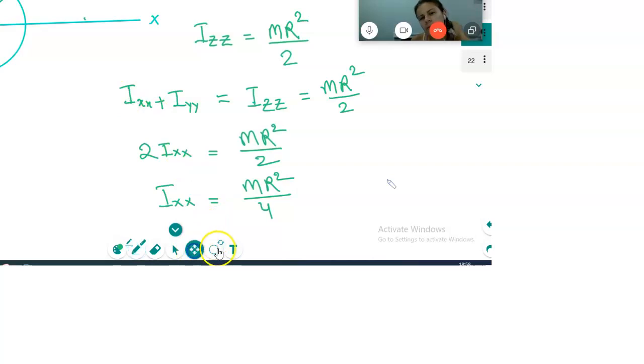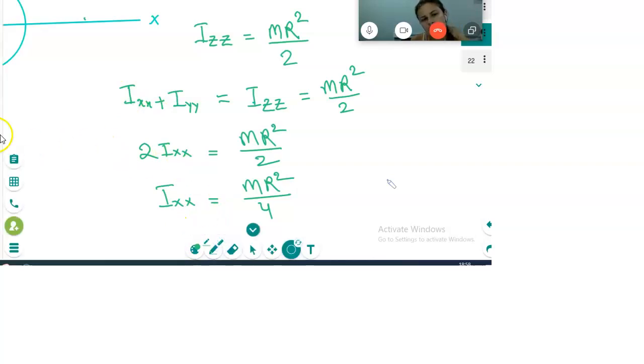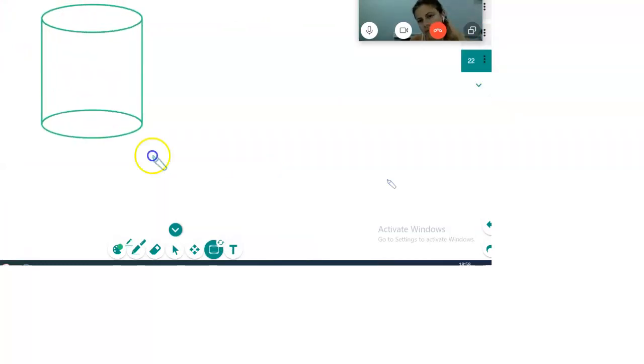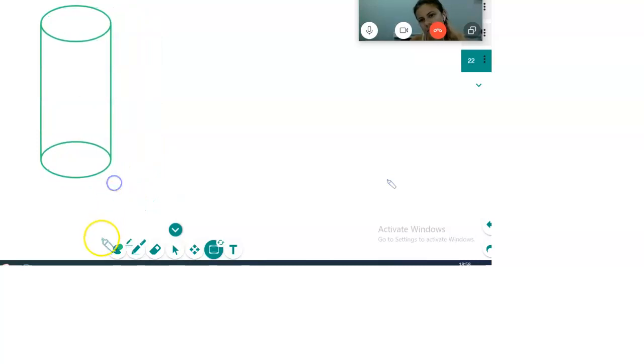Now it is almost over. Now you have to reply to me. This is what? Cylinder. Good. If I say cylinder axis, it means this is going along the length. Correct? Along the length, like this.